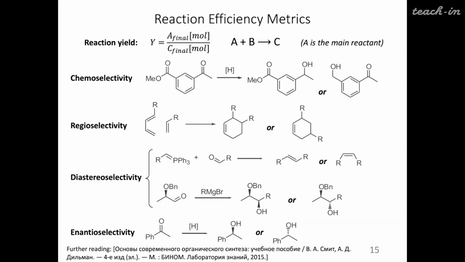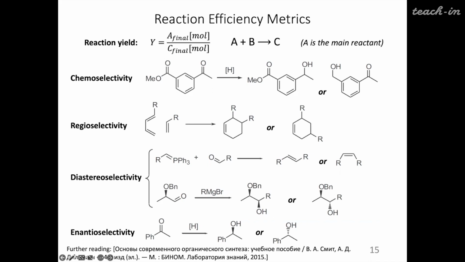So we can speak of chemoselectivity when during the reaction only a specific functional group reacts. We can speak of regioselectivity when a specific type of bonds, arrangement of bonds is formed. And we can speak of diastereoselectivity if we get only one diastereomer during a reaction, or at least get one of the diastereomers in excess. And we can also speak of enantioselectivity, so we get either this or that enantiomer in excess.